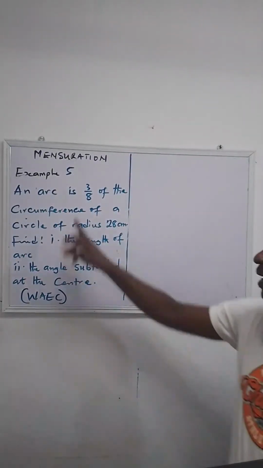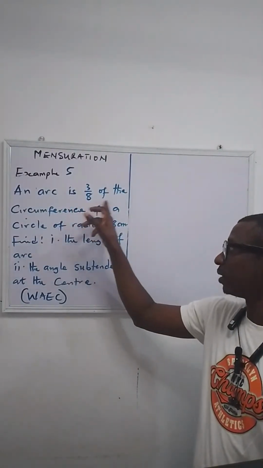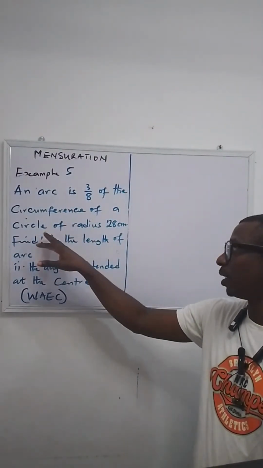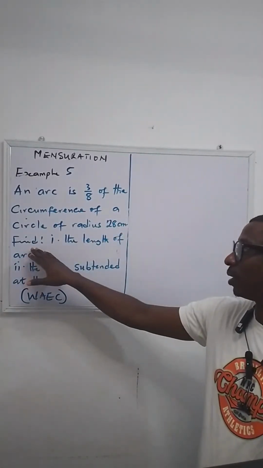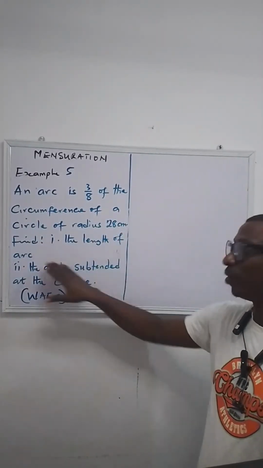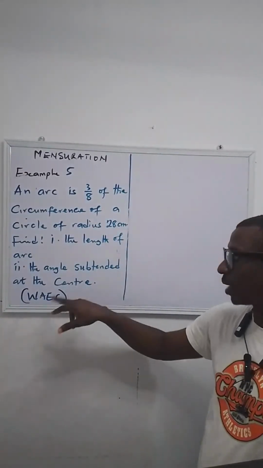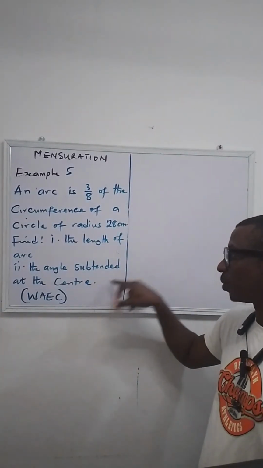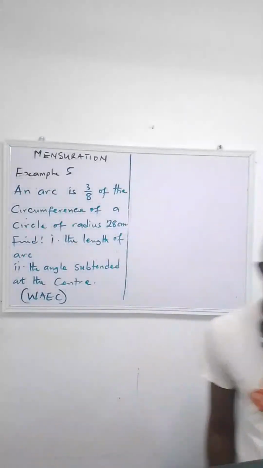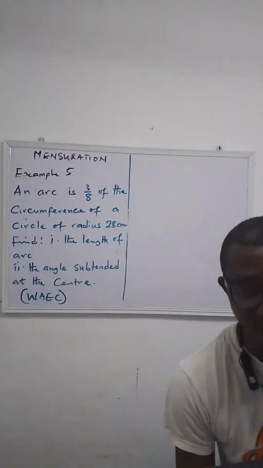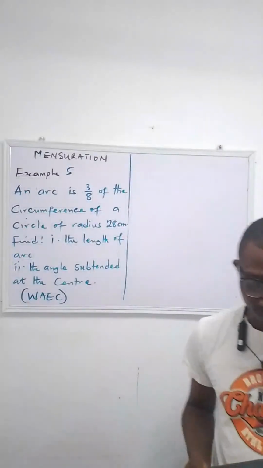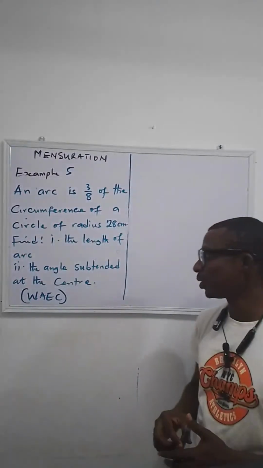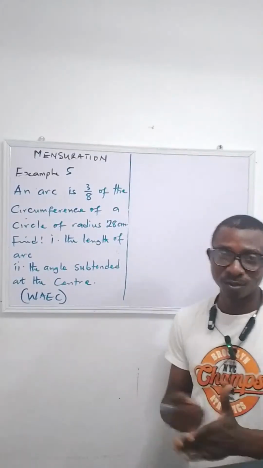All right, so an arc is 3/8 of the circumference of a circle of radius 28 centimeters. The question says, find the length of the arc, and the angle subtended at the center. So once you have your answer, please drop it in the comment section before we solve together.